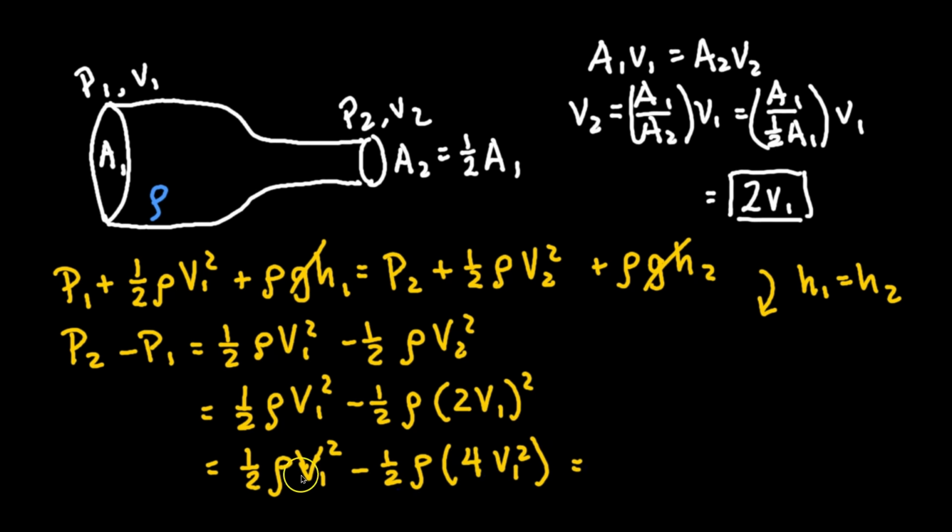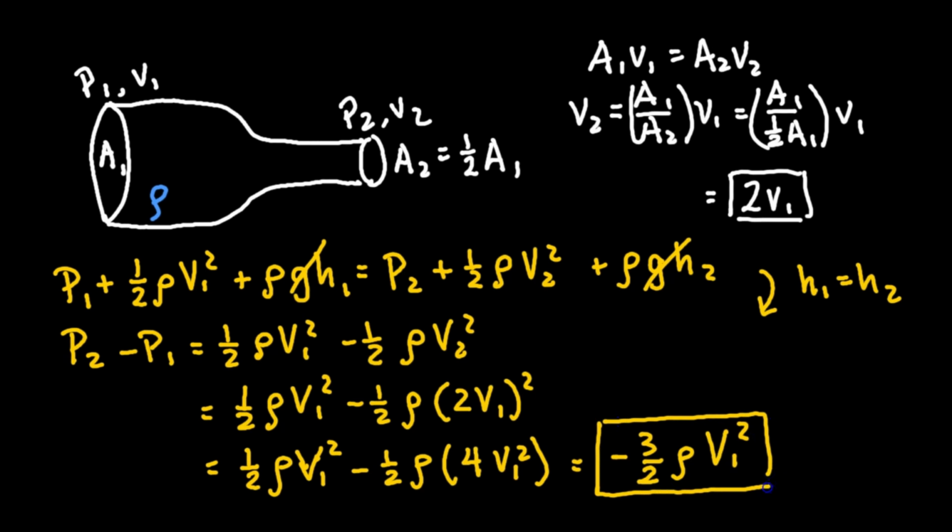Now notice these are like terms, so the next step is to combine their coefficients. The coefficient of this first term is 1 over 2. The coefficient of the second term is negative 4 over 2, or minus 2. So taking 1 over 2 minus 2, we get negative 3 over 2, and the variables are rho V1 squared. So we get negative 3 over 2 rho V1 squared.